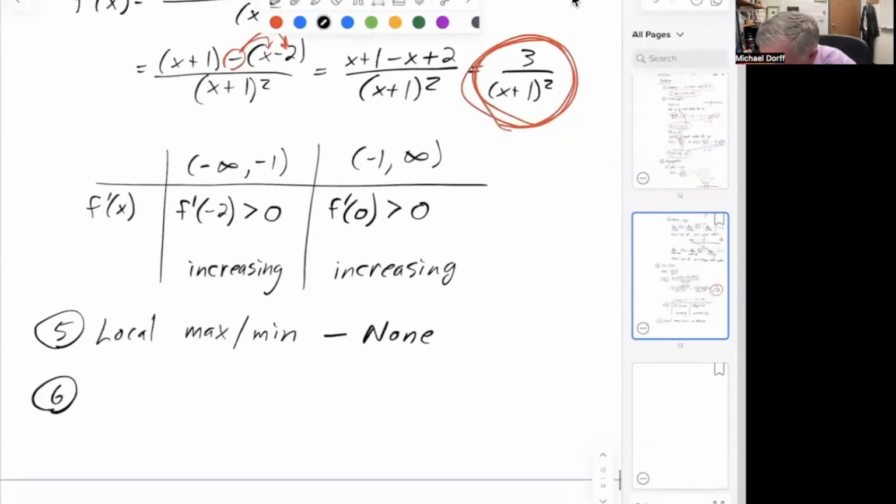Part 6, we want to do concave up and concave down. So we're looking at the concavity.